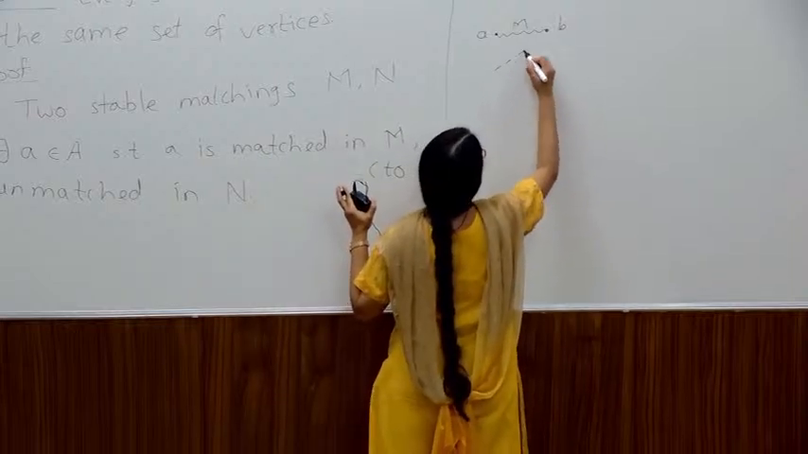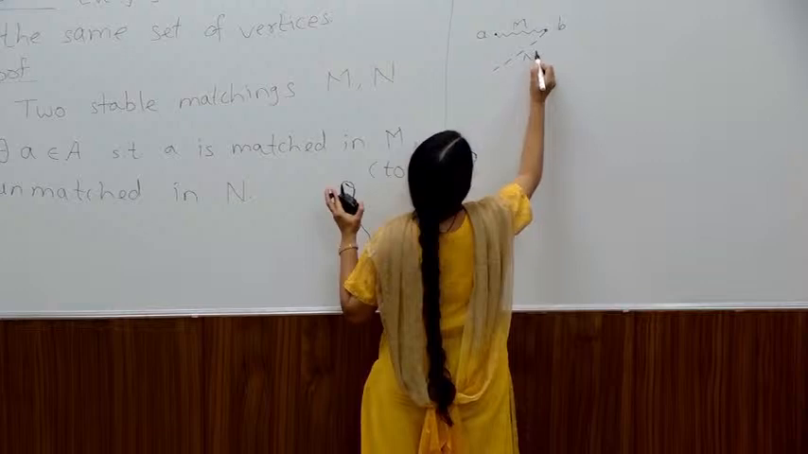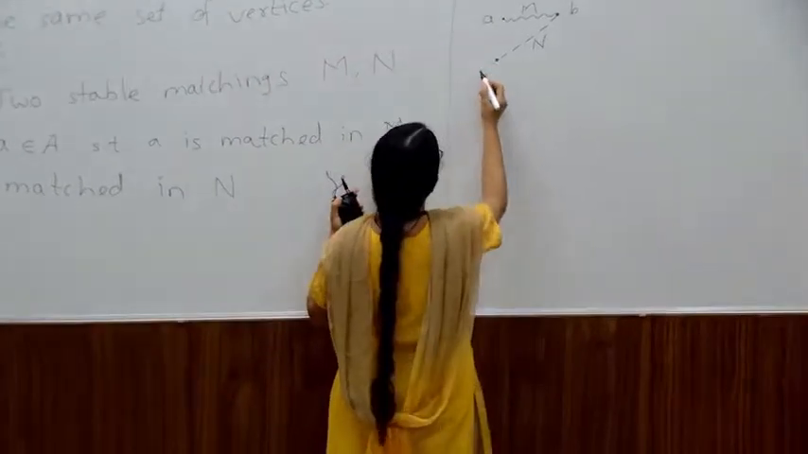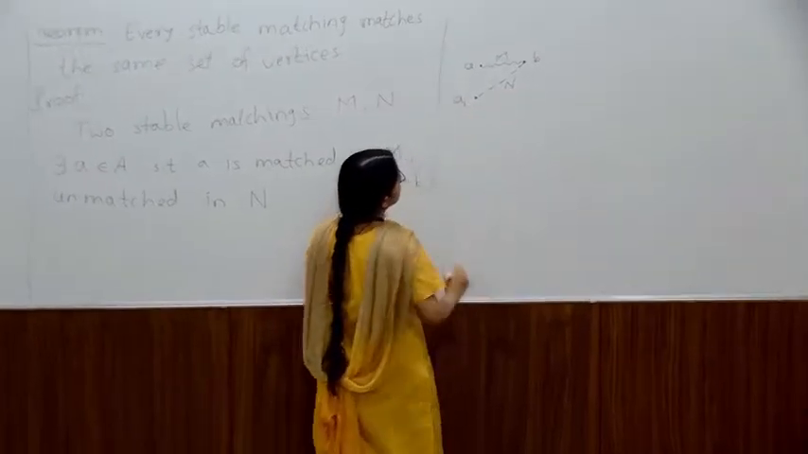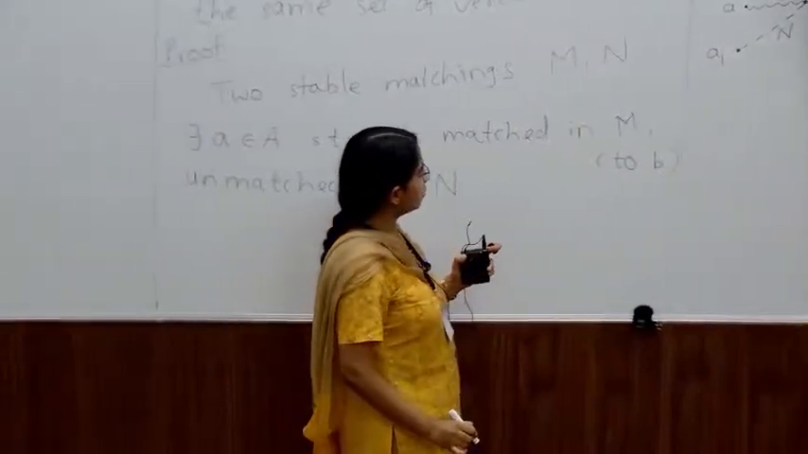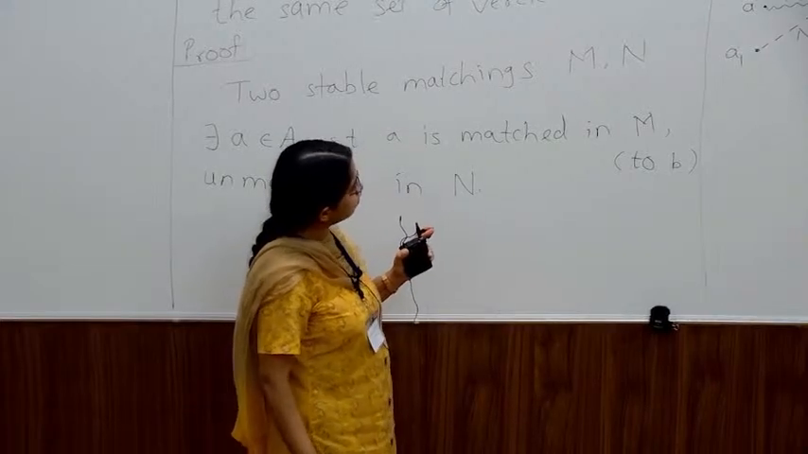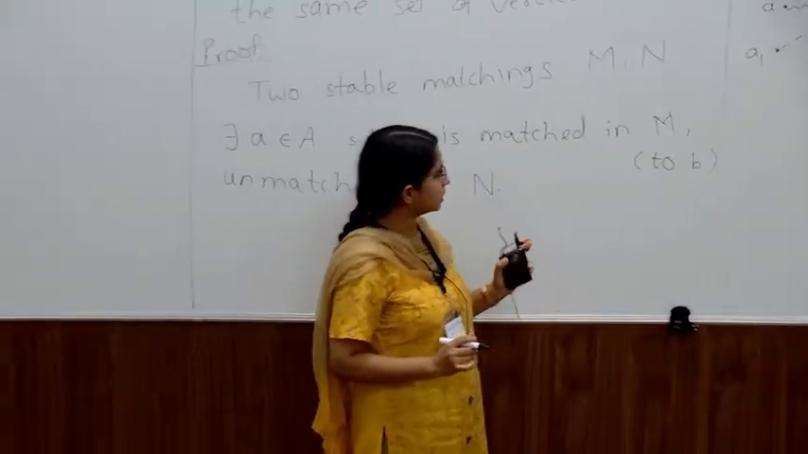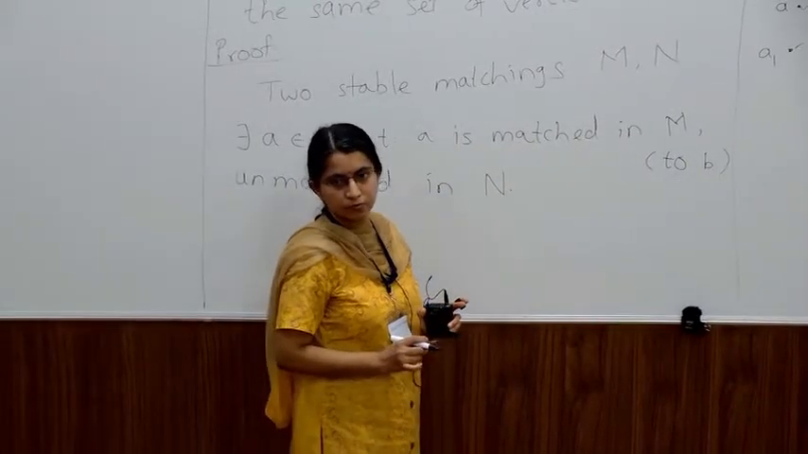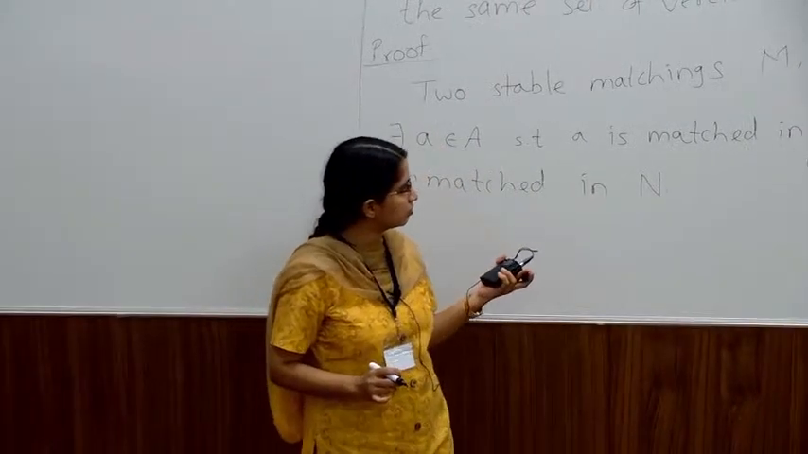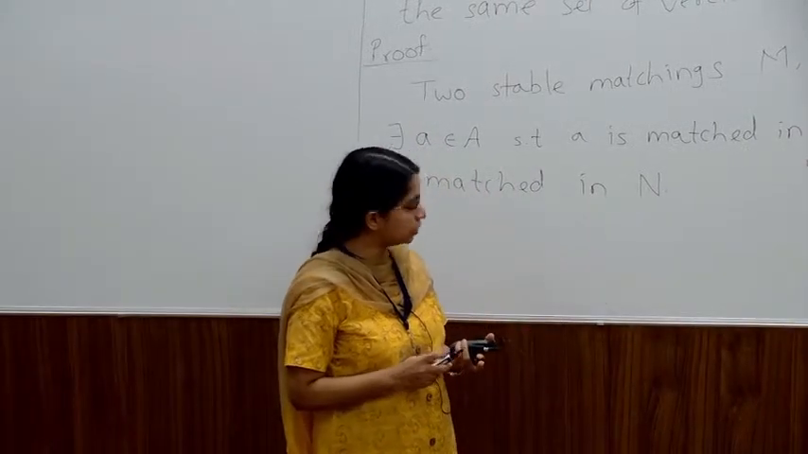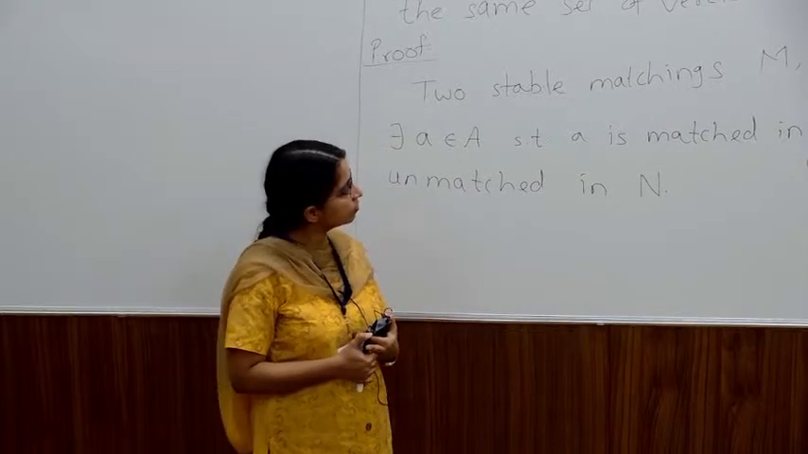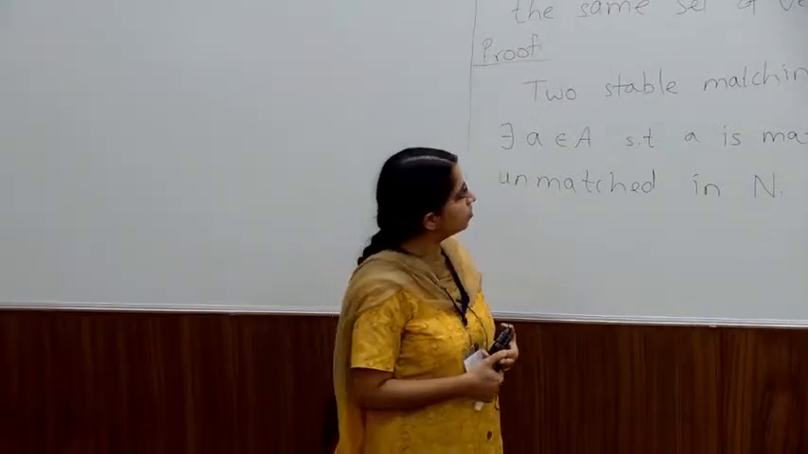I will draw these second matching edges, that is N edges, with dotted lines. B has to be matched to something else because A is not matched in that matching. So let's say B is matched to A1 in N. Now how should the preference go? Between A and A1, whom should B prefer? We have to decide that. Can you think and figure out which one B should prefer? B should prefer A1.